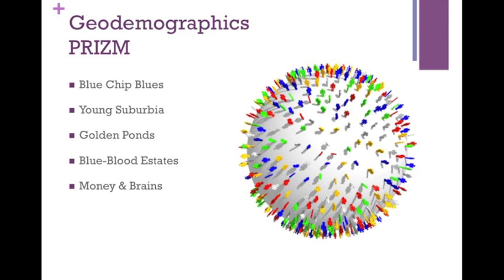So geodemographics breaks us up into zip codes, like referring to 90210 as an income class. In this breakdown, there's 34 different kinds of neighborhoods that are part of one of 40 different clusters. And some of the examples of these clusters are implied by their names, by who they are. You have the Blue Chip Blues, Young Suburbia, Golden Pawns, Blue Blood Estates, Money and Brains. So they each have characteristics of their names, like the Blue Blood Estate is the wealthiest, and 51% of them have graduated college.